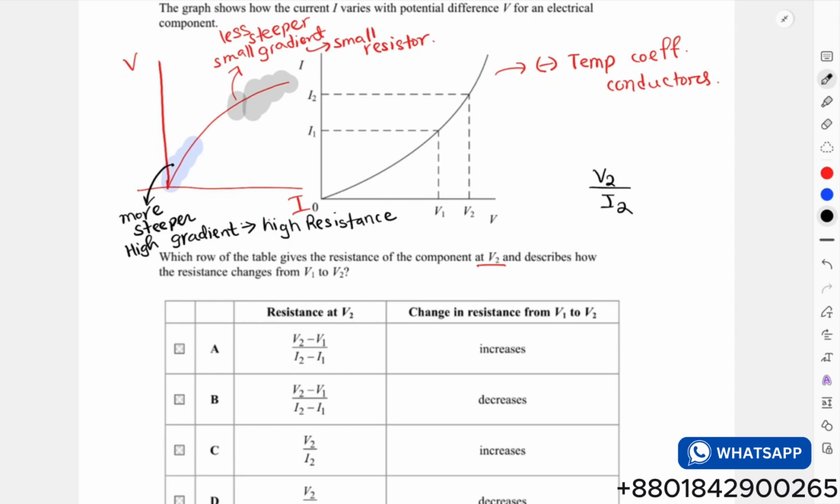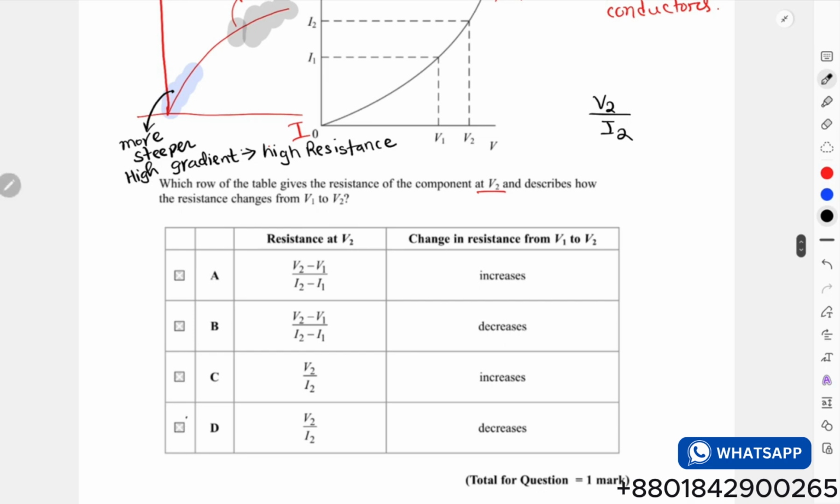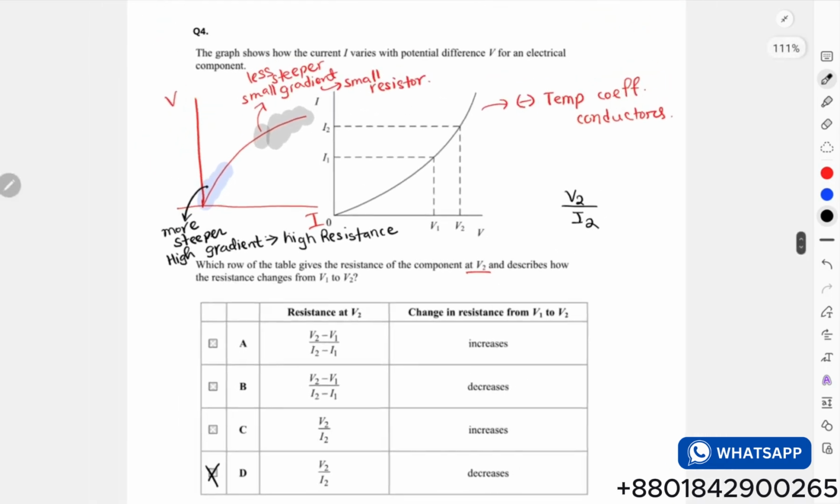Initially it was a higher resistance, finally it was at a lower resistance, so it decreases over time. In that case, option D is the correct answer. I hope this was clear to all of you. This was only the explanation which I think was correct. Other than that, there was nothing much important for this.